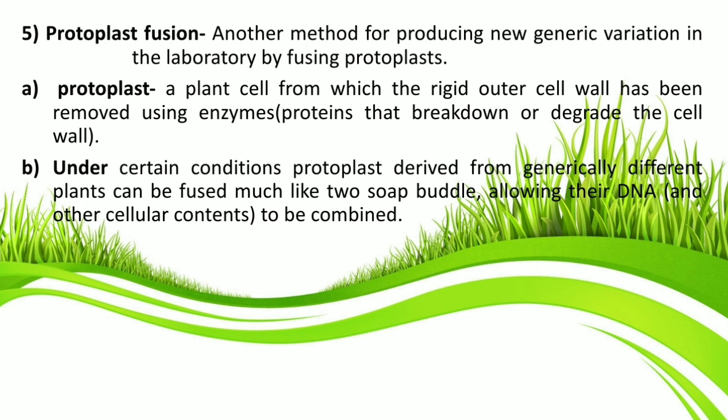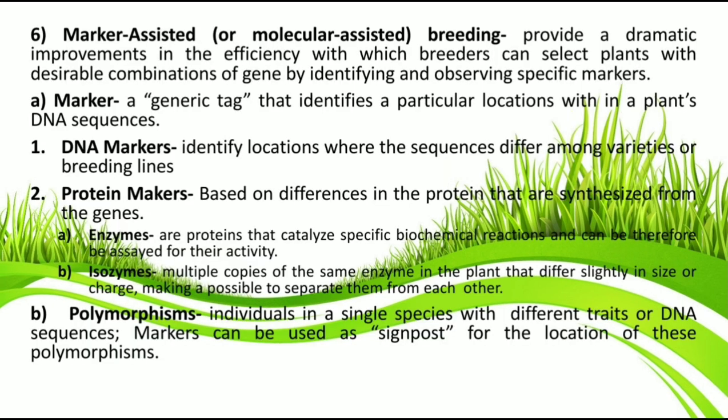So next is fusion. Under certain conditions, protoplasts derived from genetically different plants can be fused much like two soap bubbles, allowing their DNA or other cellular contents to be combined. So next, we have number 6, marker assisted or molecular assisted breeding. It provides a dramatic improvement in the efficiency with which breeders can select plants with desirable combinations of genes by identifying and observing specific markers.